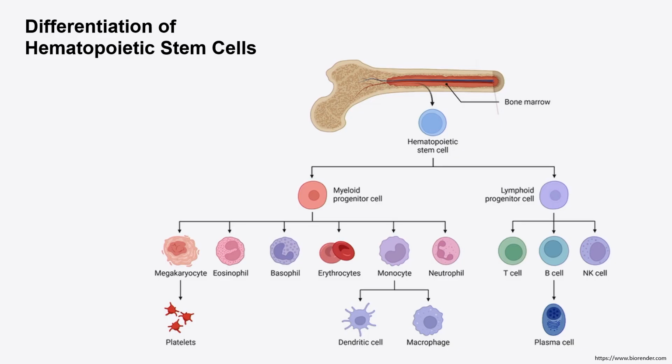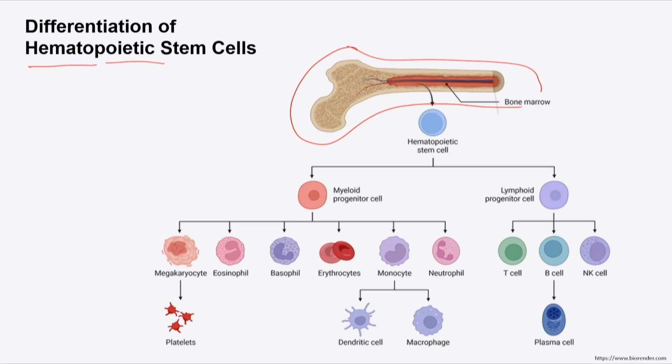So let's try to understand the differentiation of hematopoietic stem cells. Hemato means blood and poietic means generation, so it is blood cell generation; a stem cell is just a mother cell. These hematopoietic stem cells are bone marrow derived cells present in the bone marrow, in the shaft of long bones. We can isolate these cells, which have the capacity to differentiate into multiple types.